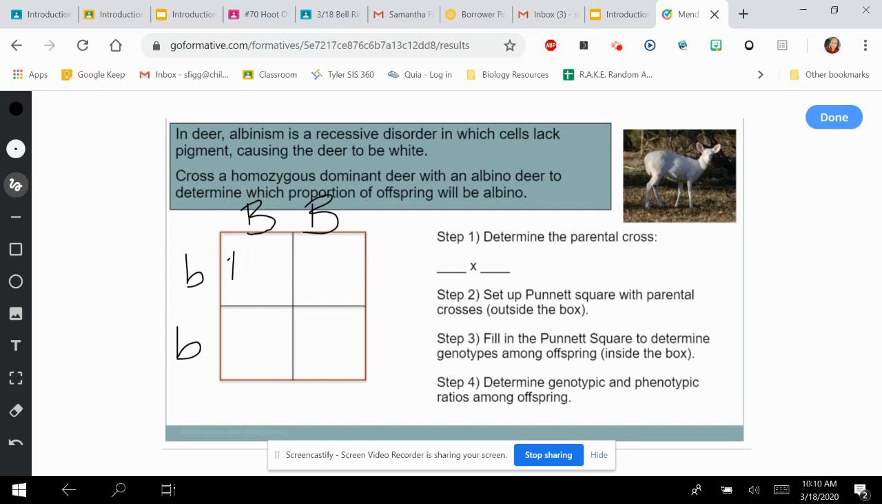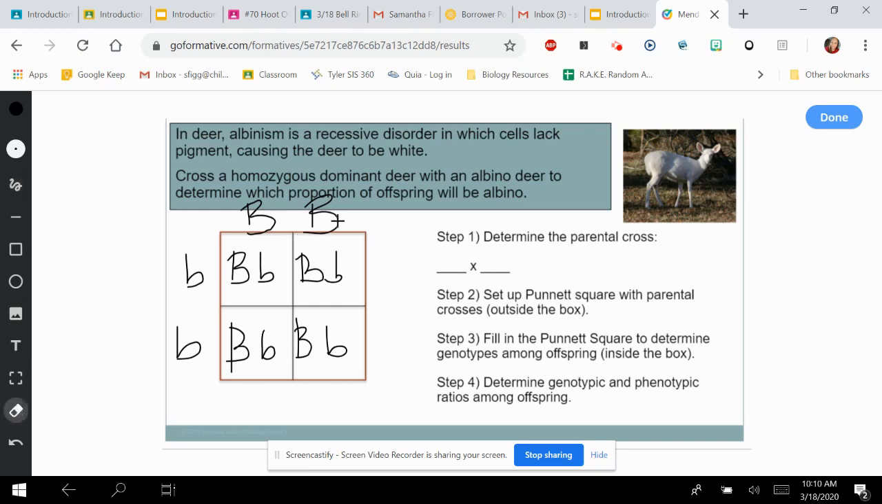When you run the cross, always put your capital letters first. So we fill those in. And then they're all going to get a little b. So in this particular cross, when we talk about determining genotypes and phenotypes, there's only one genotype in the offspring, and that's the heterozygote genotype, meaning big, little. They have different letters, hetero meaning different. And there's also only one phenotype, and that phenotype is brown. None of these deer will turn out to be albino because they don't have 2 copies of their small letter.